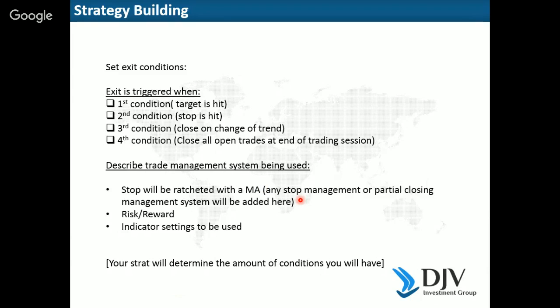Okay, so we need to be a little bit clearer. So I might say stop loss will be ratcheted with a 10 moving average. Okay, and basically what happens is trade will be closed as soon as the moving average is touched. Because remember, if I'm going to ratchet it with a moving average, whenever it touches it, it's going to close it. Okay, but now we know exactly what's going to happen, and now we know exactly what we need to look out for when we're going to have to mark the trade as being closed out or stopped out.